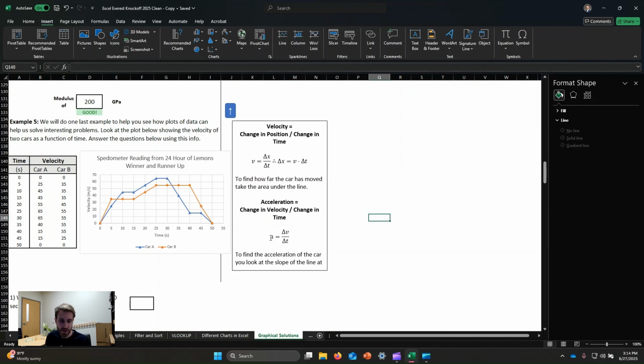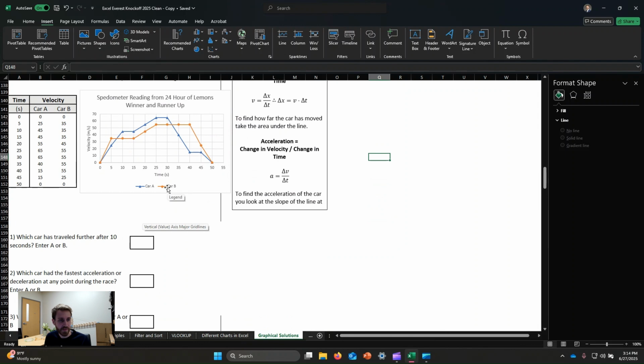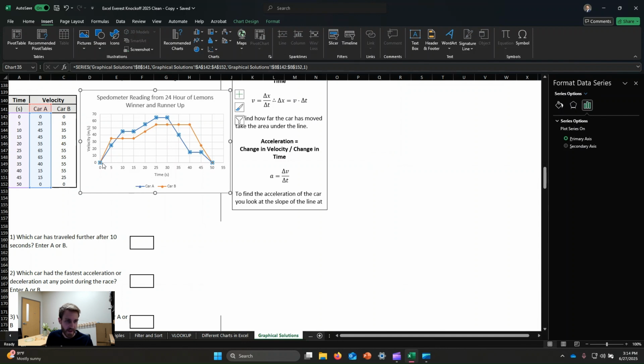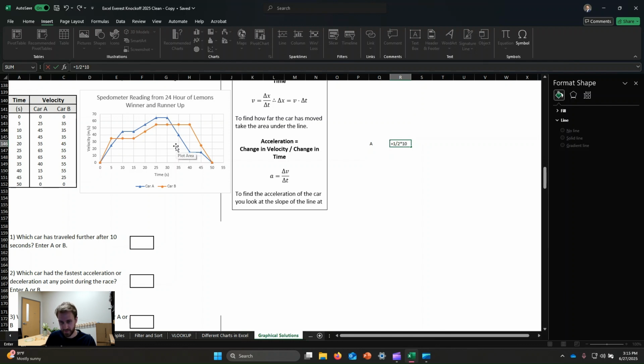Similarly, for acceleration, we can take the slope and look at change in velocity over change in time, which gives us acceleration. And so that will let us answer some of these questions here, like which car traveled further after 10 seconds, A or B? Well, we can look at 10 seconds. The car A has this triangle shape. So if we can calculate the area under that, the area of a triangle, then we'll know how far it's gone. And so I'll just put a little calculation over here for car A. The area of a triangle is 1/2 times the base, which is 10 seconds, times the height, which is 45.